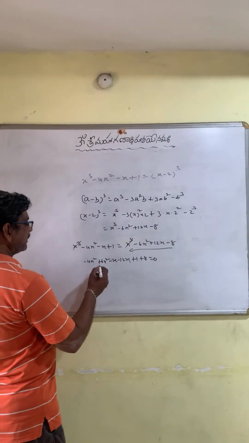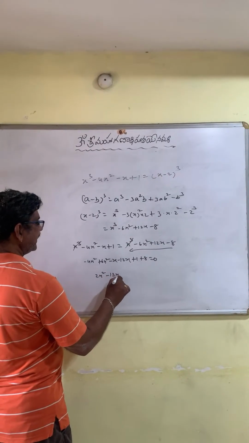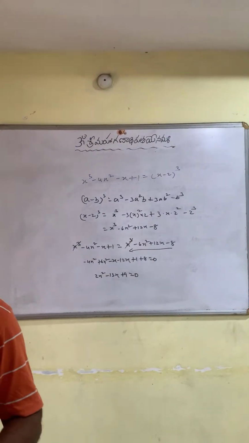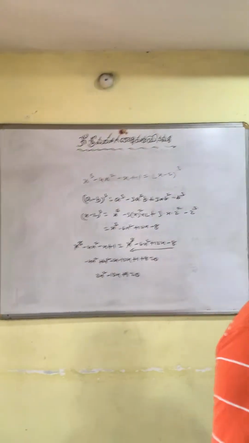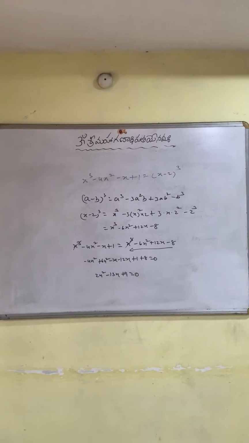So on simplification what I will get? 2x square minus 13x plus 9 is equal to 0, which is a quadratic equation. Is that understood, children?